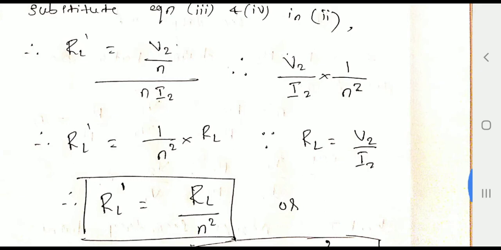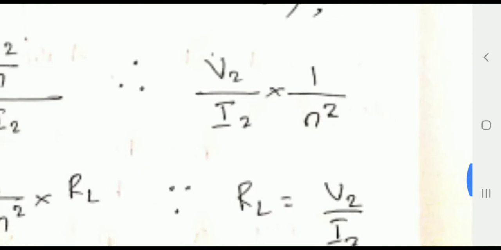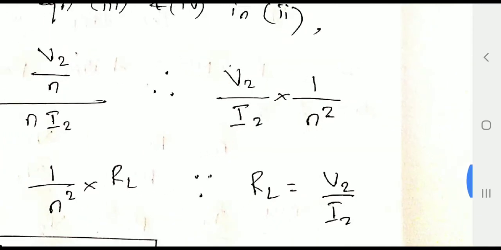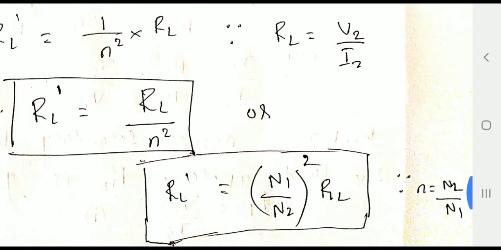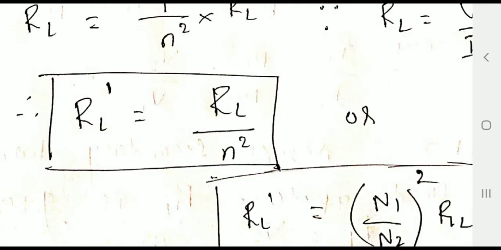I will get RL dash equals V2 by n divided by n into I2. Then rearranging this, I will get V2 by I2 into 1 by n square. Now V2 by I2 is nothing but RL. So now you can write that RL dash is nothing but RL divided by n square.